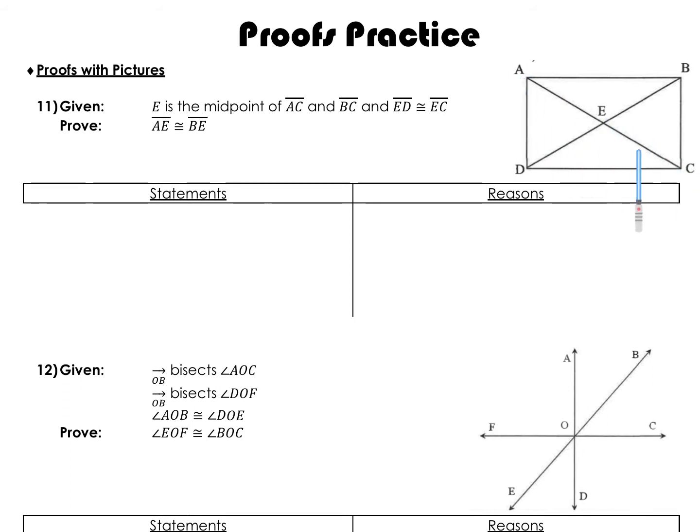So this is a line segment. If E is the midpoint of AC, so here's what I'm looking at, just this right here, I can make a conclusion that segment AE is congruent to segment EC. So AE is equal to EC.